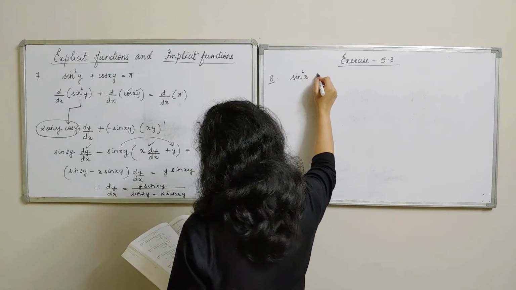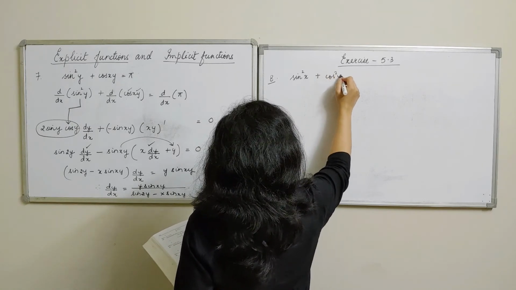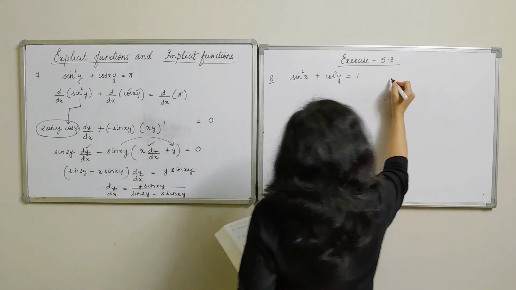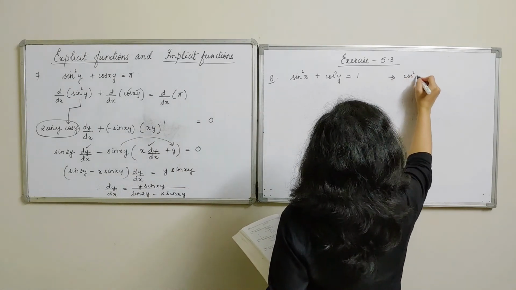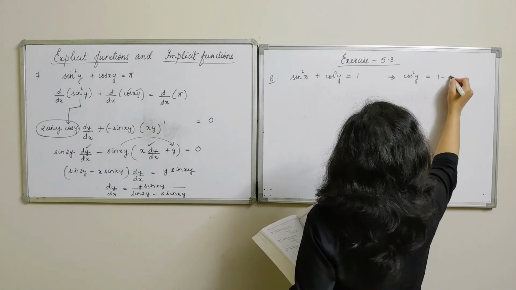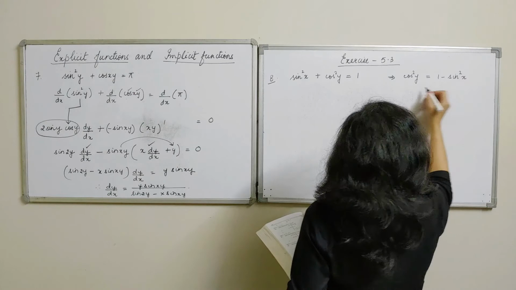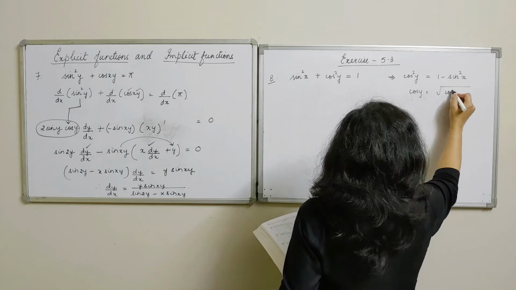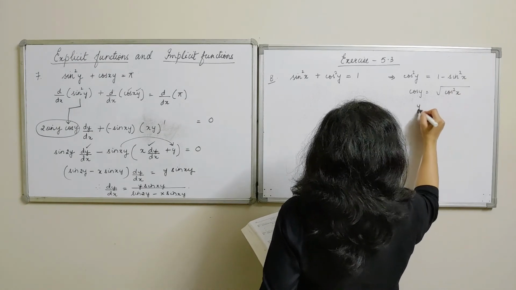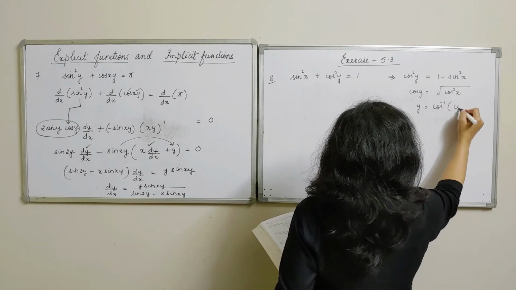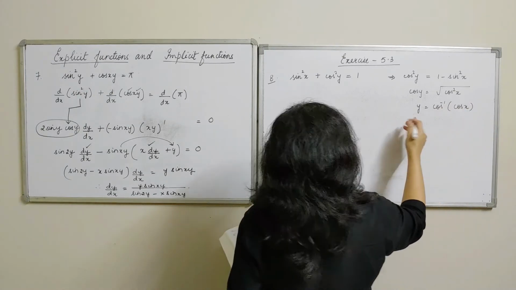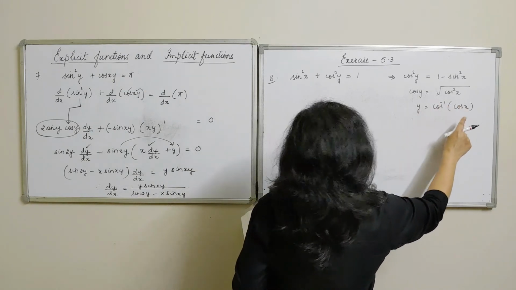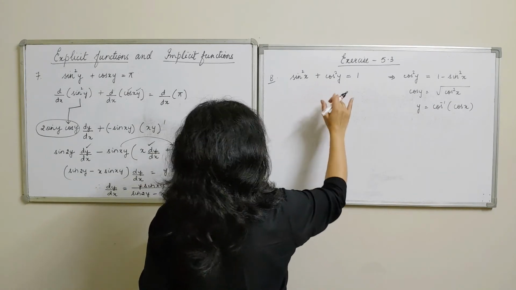Sine square x plus cos square y is 1. Here you can rewrite the equation as cos square y is 1 minus sine square x, and cos y is under root 1 minus sine square x, which you can also write as cos x. So what will y be? y will be cos inverse cos x. This way you can simplify. What I need to say is that y can be expressed in terms of x, so this is an explicit function.